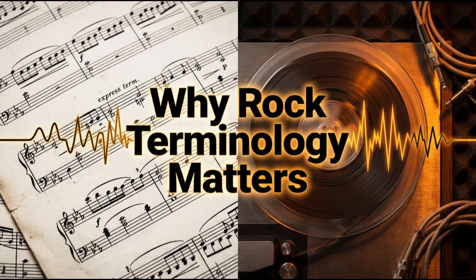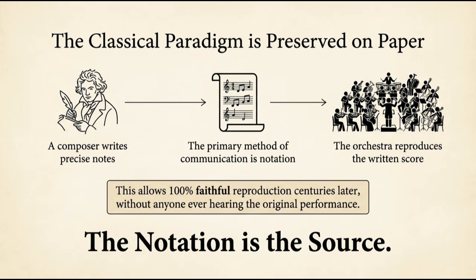First, let's talk about why rock music needs its own language or musicology that's different from traditional or classical musicology. The primary method of communication for classical music is notation, sheet music. A composer writes the music, literally writes the notes down on staff paper, and that score is distributed to the orchestra who reproduce what's on the paper. This is why 100 years later we can faithfully replay the music that Bach or Beethoven created, even though there are no recordings of the original performances of that music.